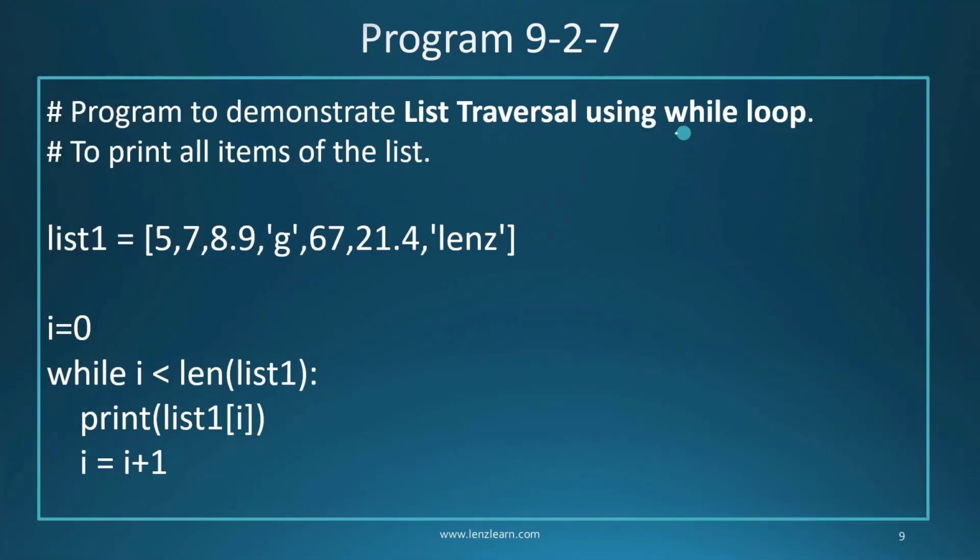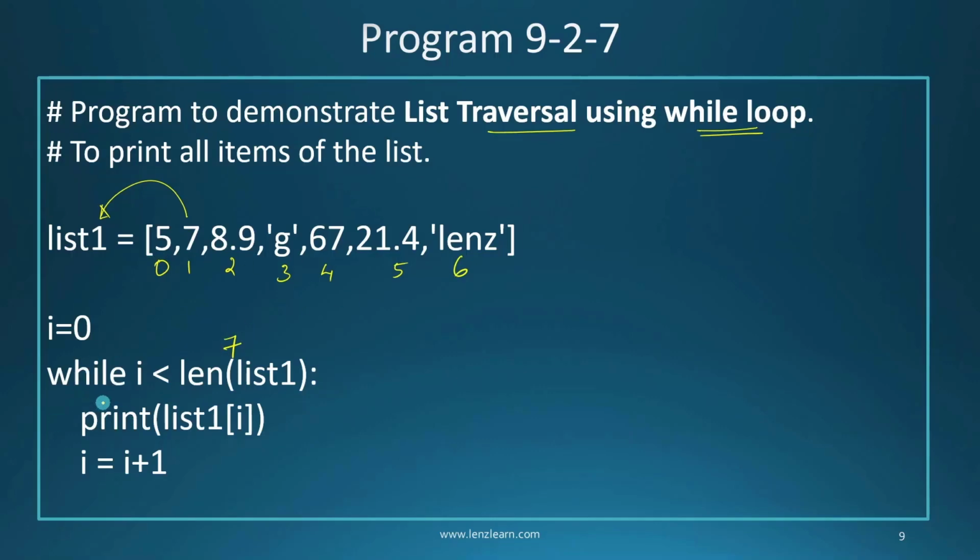Now as discussed, we are trying to traverse a list using a while loop. This is the same list, so this content is available inside list 1. With a while loop, we have to work with index values, so the index values are 0, 1, 2, 3, 4, 5 and 6. Now I will check whether i is less than the length of list 1. What is the length of list 1? It is 7, right? Because it has 7 elements inside it.